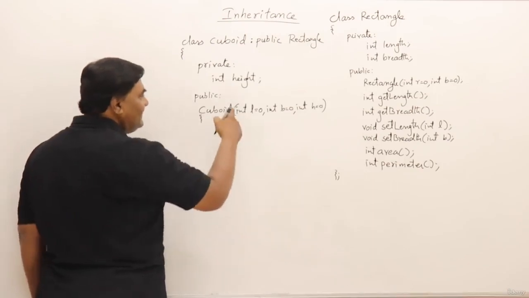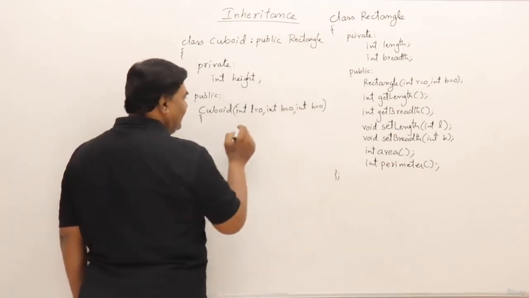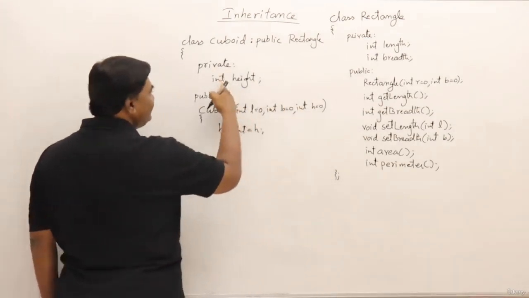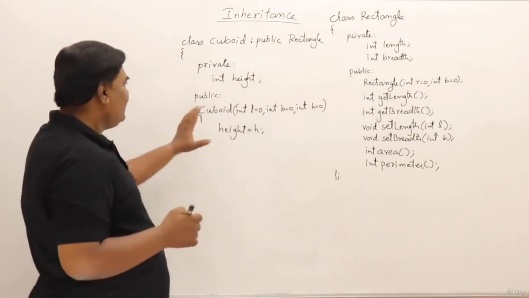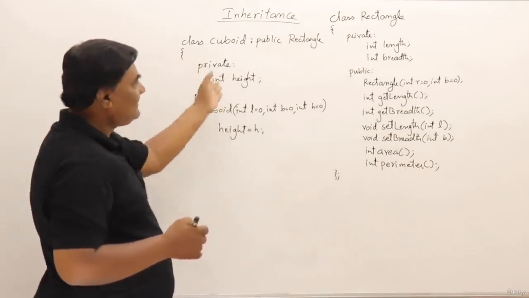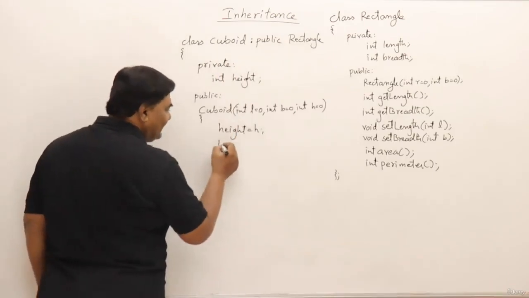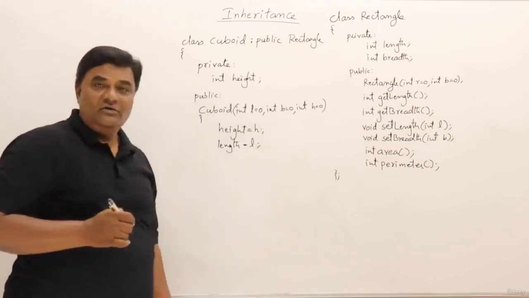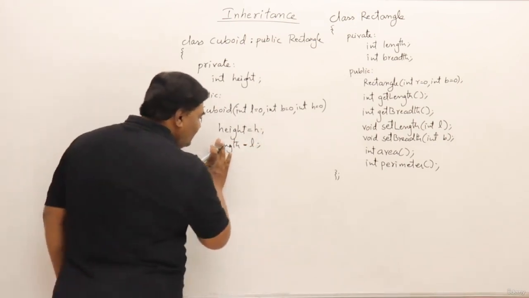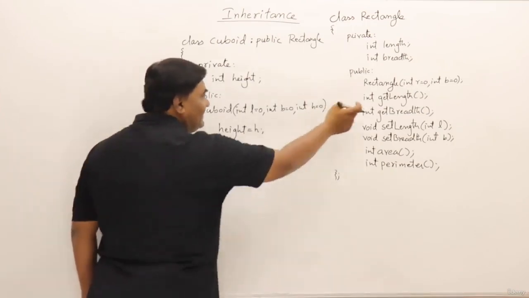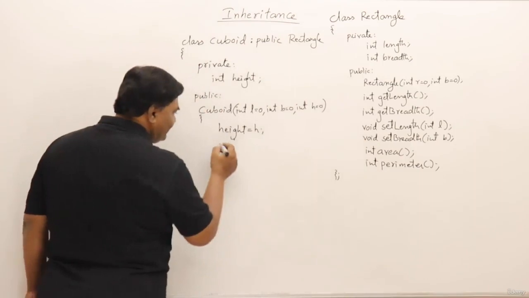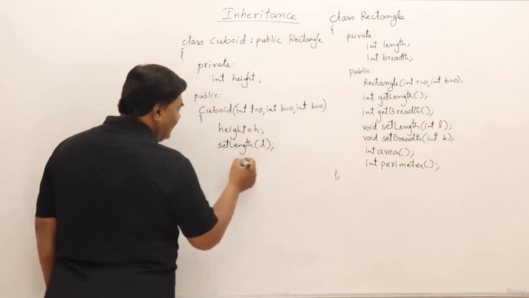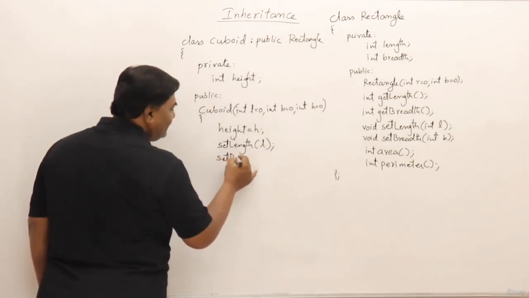See, this constructor has to set the length and breadth and height. So first of all, I will set the height. Height assign h because that is its own member. Then what about length and breadth? That doesn't belong to cuboid, that is coming from rectangle. So can it directly access length assign L? No, it cannot access. Then how should it access that? So it can call the method available there. So what is the method? Set length method is there. So we can say set length L and set breadth B.